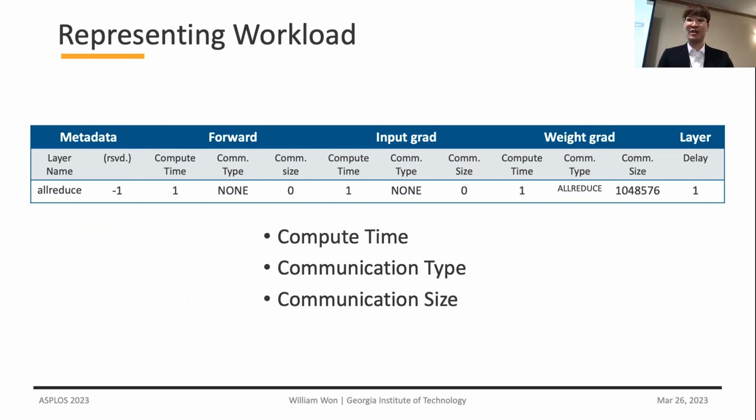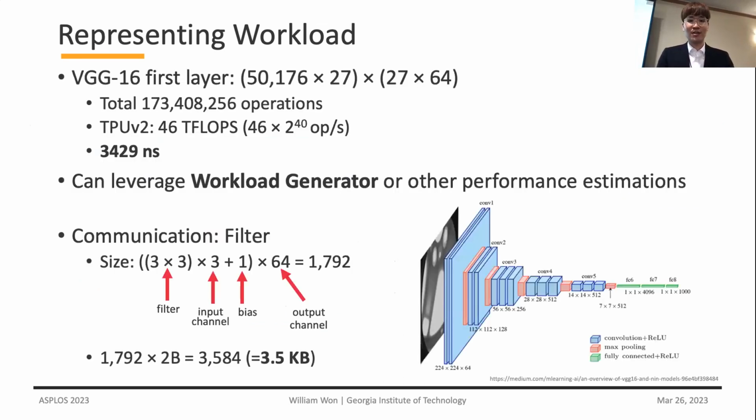Then we have to represent the workload. If you remember, the workload consists of 3 phases: forward phase, input gradient, and weight gradient phases. In each phase, we should specify compute time, communication type, and the size of the communication. So here, for example, I'm just going to show how to represent the VGG16 workload.